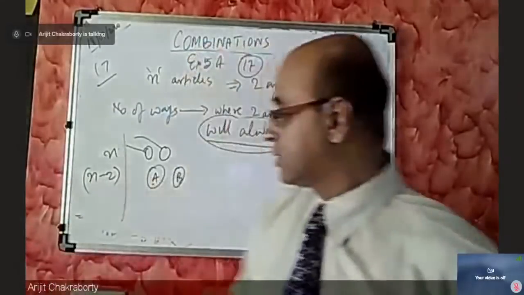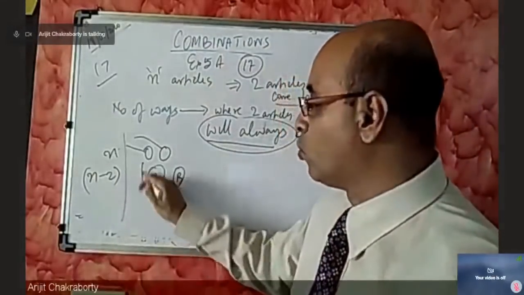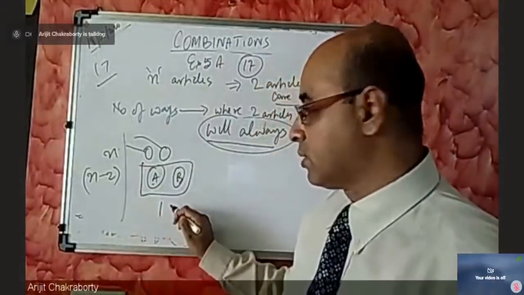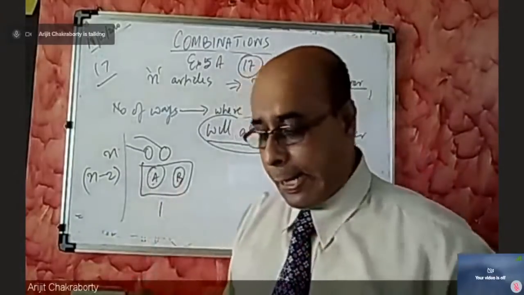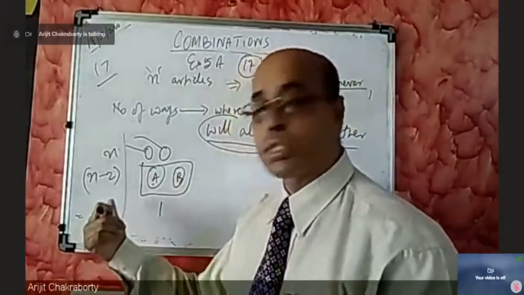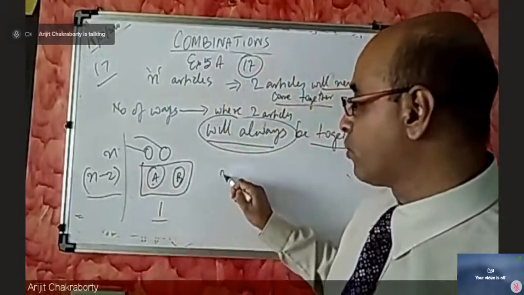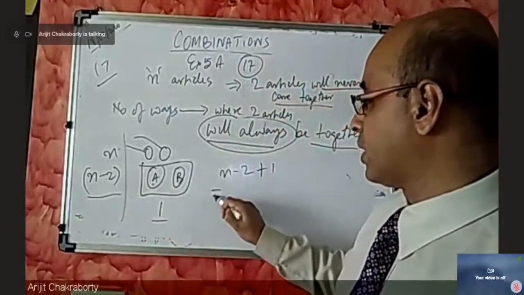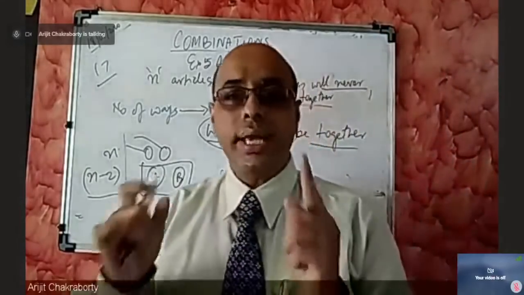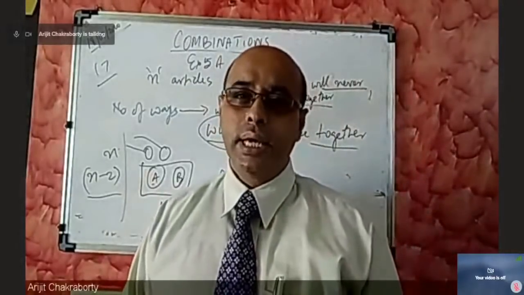It's just coming together. So same thing we do here, A and B. So we are clubbing A and B together into one group. So now this is taken as one. Okay, not as two objects but one. So now we can say that the total number of items here is, we have n minus 2 and we have 1. So we can write n minus 2 plus 1, that is n minus 1. Okay, now these n minus 1 objects can be arranged in how many ways?